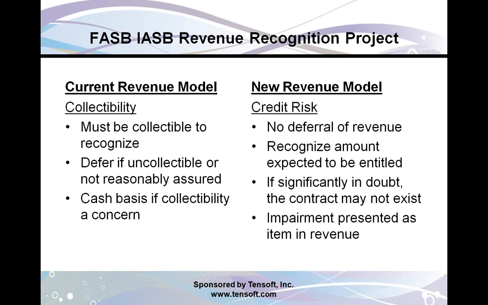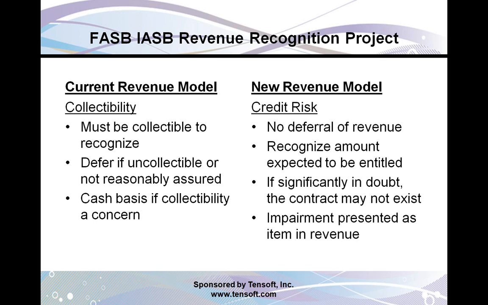methodologies and how they address collectability. Under our current model, an item must be collectible in order to be recognized. And if it's not collectible, we're going to defer it and recognize on the cash basis. In the new model, there's no concept of collectibility. There's a concept of credit risk. So we're not going to defer for collectibility issues. We're going to recognize the amount that the vendor is expected to be entitled to, the net amount.